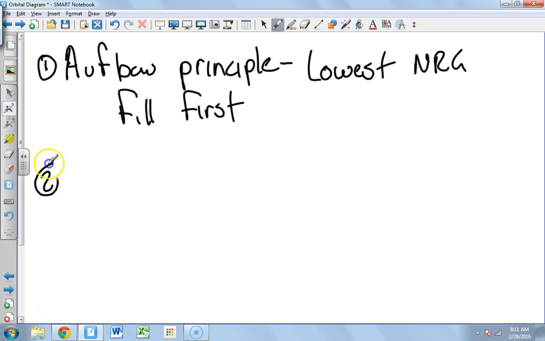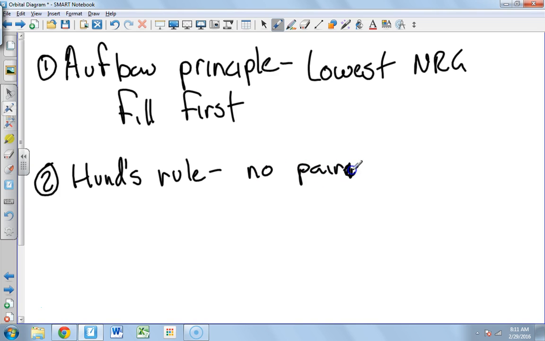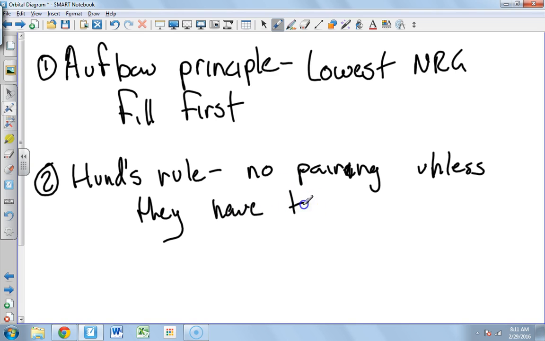Okay, the second principle is Hund's rule. And Hund's rule states that electrons don't pair unless they have to. Okay, no pairing of electrons unless they have to. And you'll see how this works when we do orbital or energy level diagrams, okay?